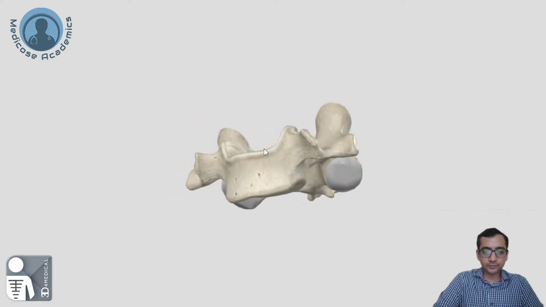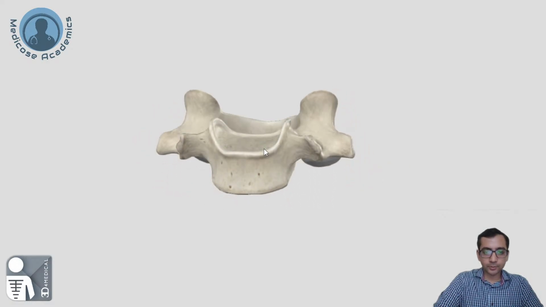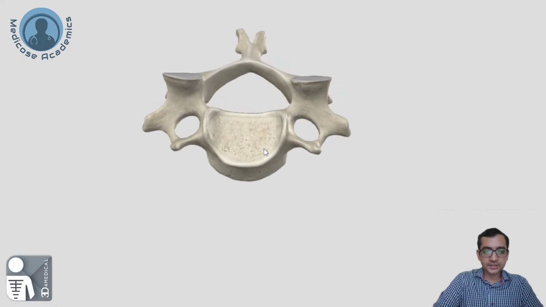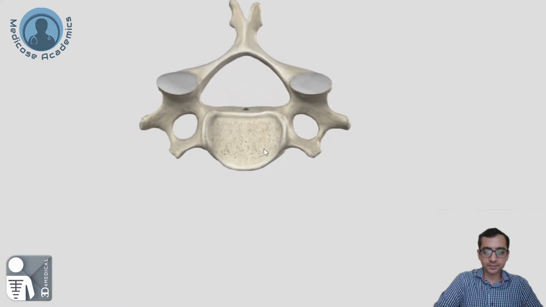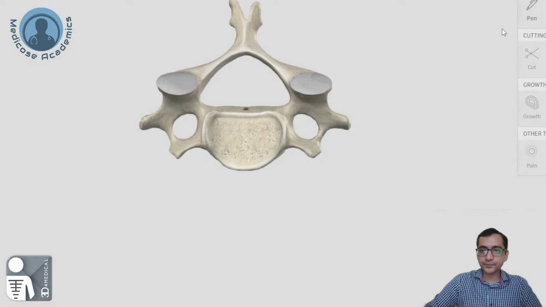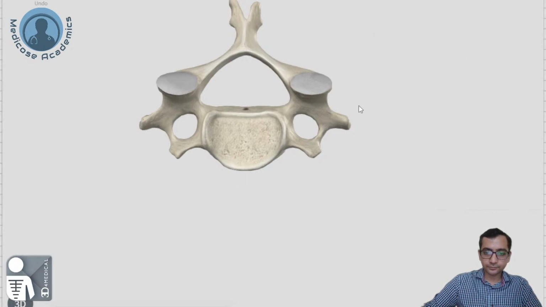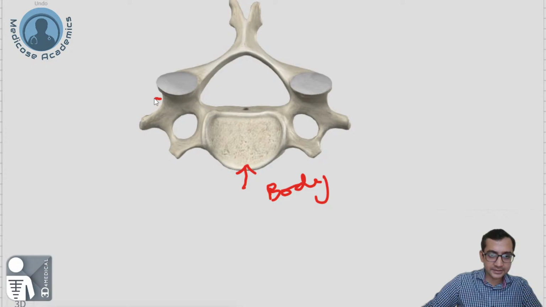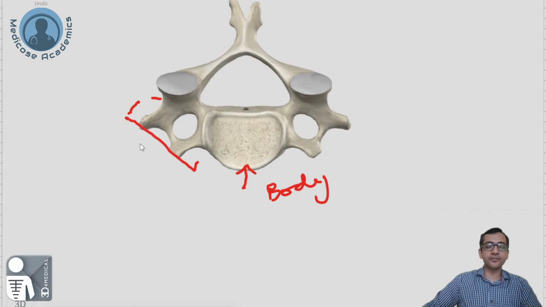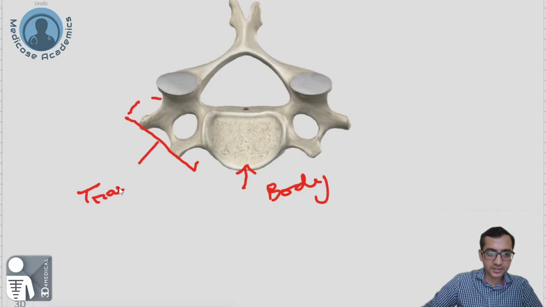I'm looking at it from the front. If we look from above, we may be able to see like this. So this is the anterior aspect. Let us look at the parts first. Here is the body. This is the body, and this is very complex as compared to the thoracic vertebra that you must have read by now, and the lumbar vertebra. This whole thing is the transverse process.